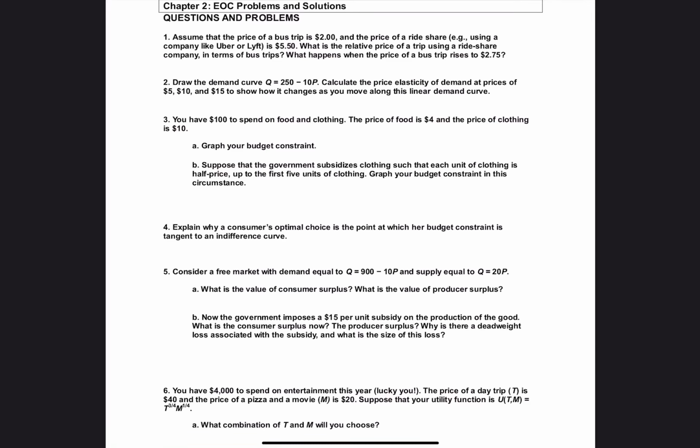In exercise 3, we have the following problem. You have $100 to spend on food and clothing. The price of food is $4 and the price of clothing is $10. In A, we're asked to graph our budget constraint.